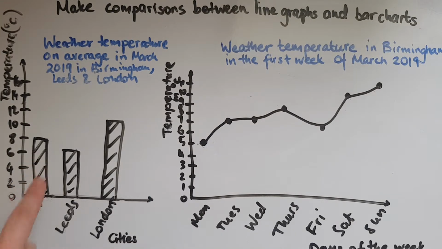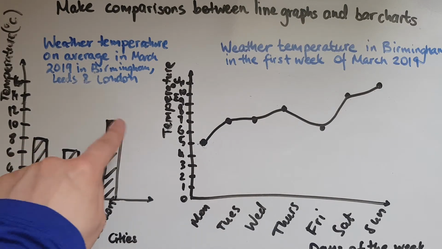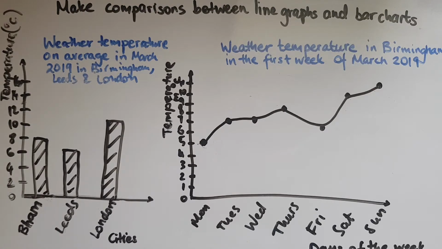So what does this show us? Can we join these together? No, we can't, because it's not the same city and we're not showing temperature for the same city, but we're kind of comparing which bar is the highest, which one is the lowest, and so on. So if you compare Birmingham with Leeds, it seems like Birmingham was warmer during March. So London had the hottest temperature in comparison to the three. Leeds had the coldest temperature.